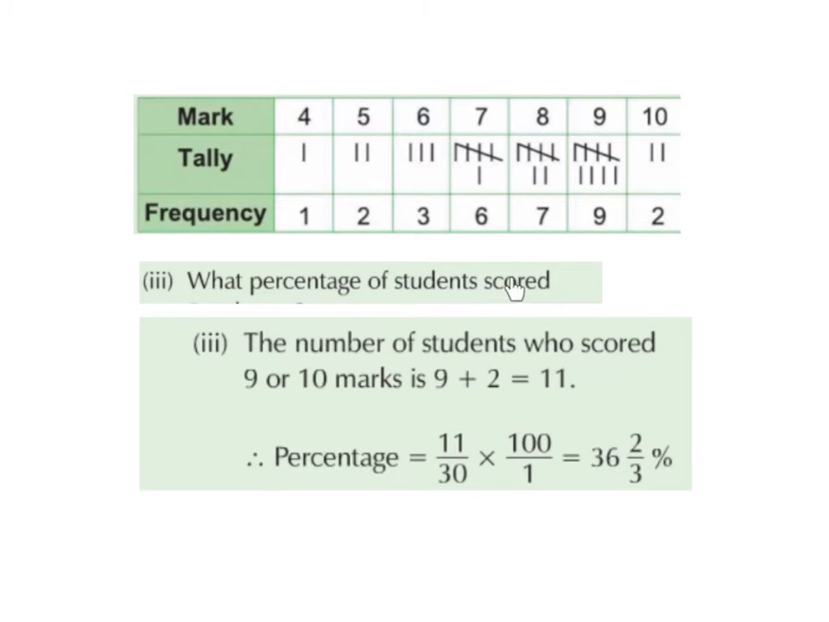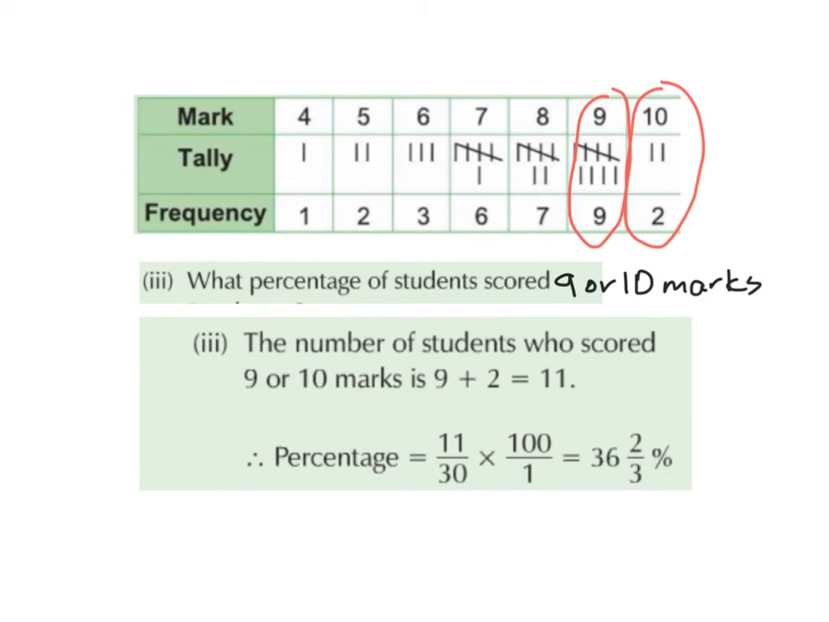What percentage of students scored 9 or 10 marks? So if we have a look at the mark row, we see that 9 students scored 9 and 2 students scored 10 in the test. So 9 plus 2 makes 11. So 11 students scored 9 or 10 marks.